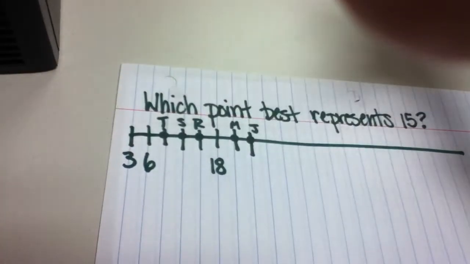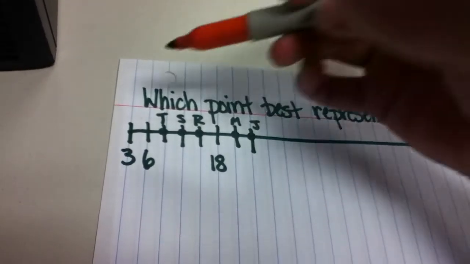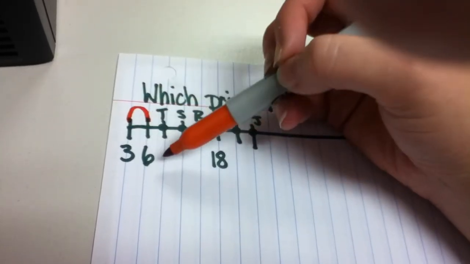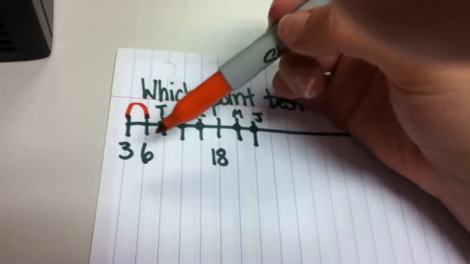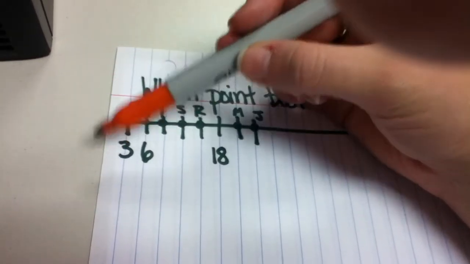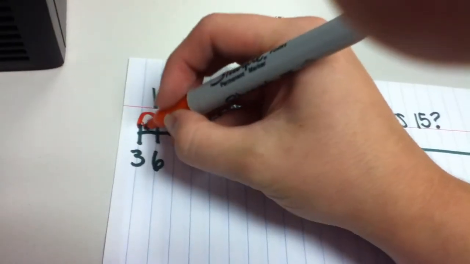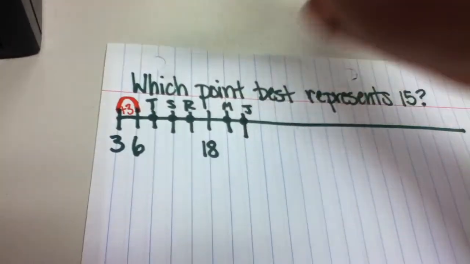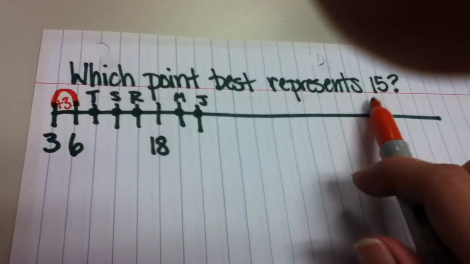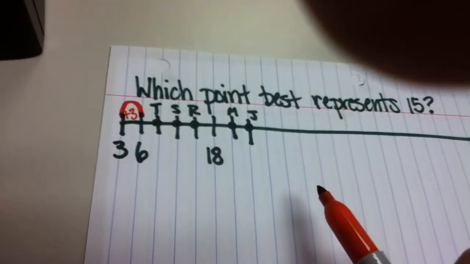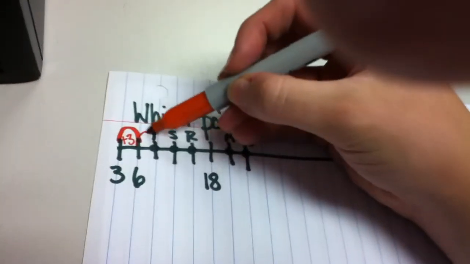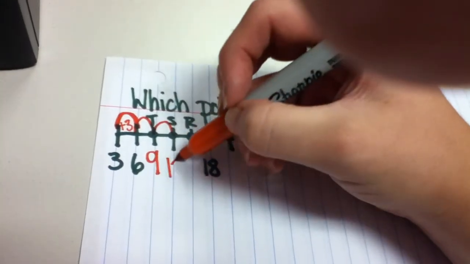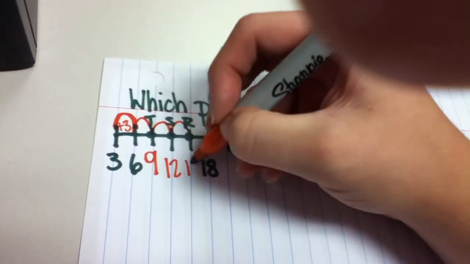So I'm going to ask myself, okay, which two numbers are together so that I can find my pattern? Again, that won't always be the case that the numbers will be right beside each other, but for right now they are. And what is the difference from 3 to 6? That would be that my pattern is plus 3. And I'm going to complete my pattern to go on so that I can find which one represents 15. So then plus 3 would be 9, plus another 3 would be 12, plus another 3 would be 15.